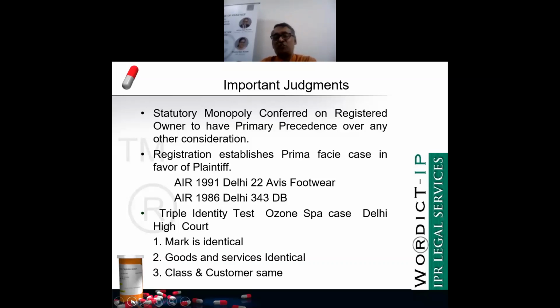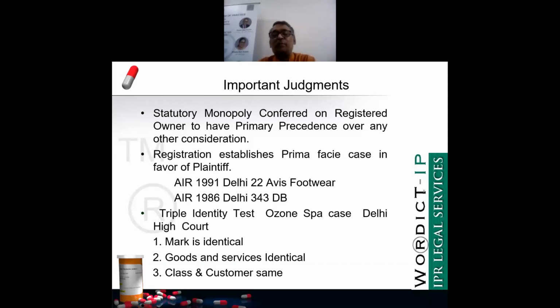So you will have the Avis Footwear, which is a very important judgment of 1991. You can read it, it's about a 4 page judgment. Then, apart from this, there was this triple identity test that was deployed by the Delhi High Court in the Ozone Spa case. Now, what is this triple identity test? Marks are identical, goods and services are identical, class and customers are the same.